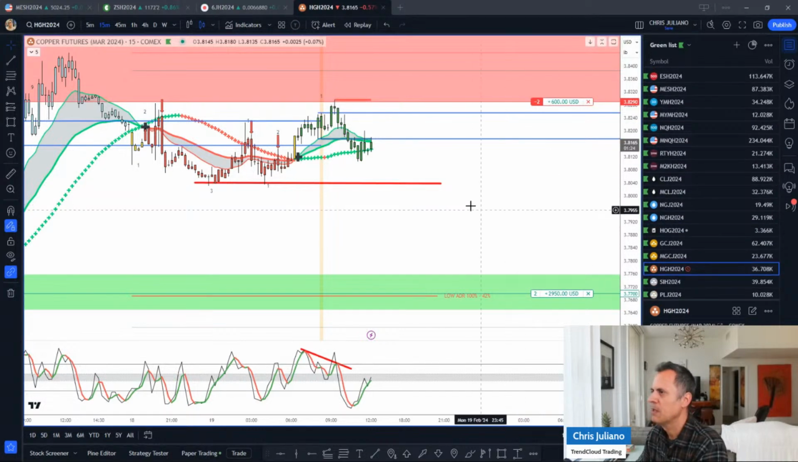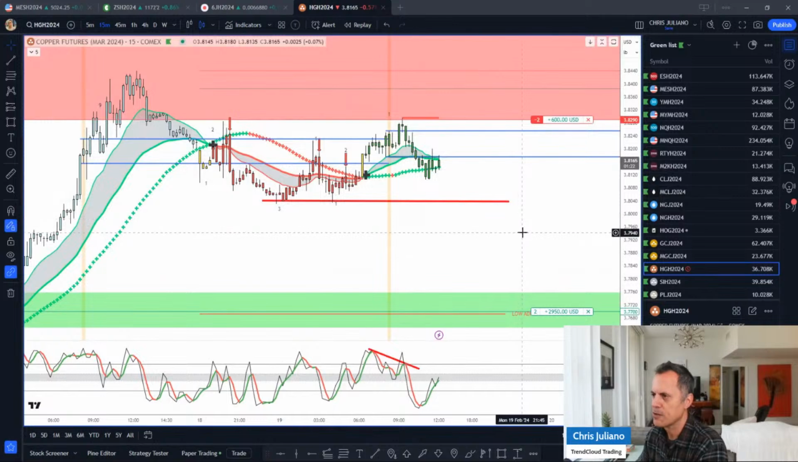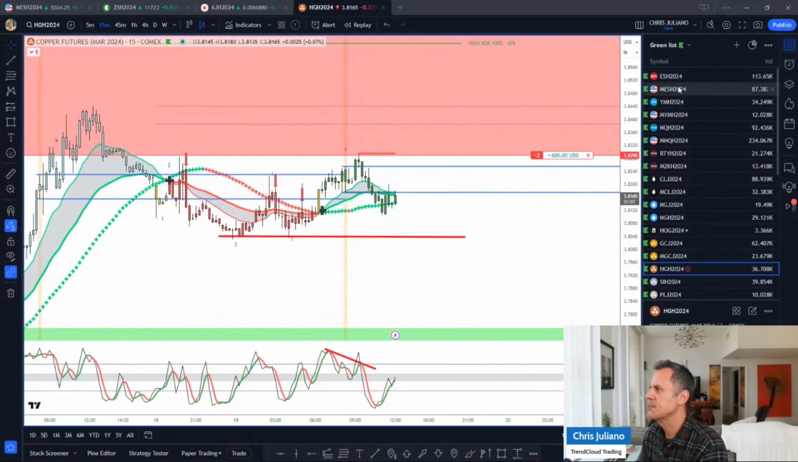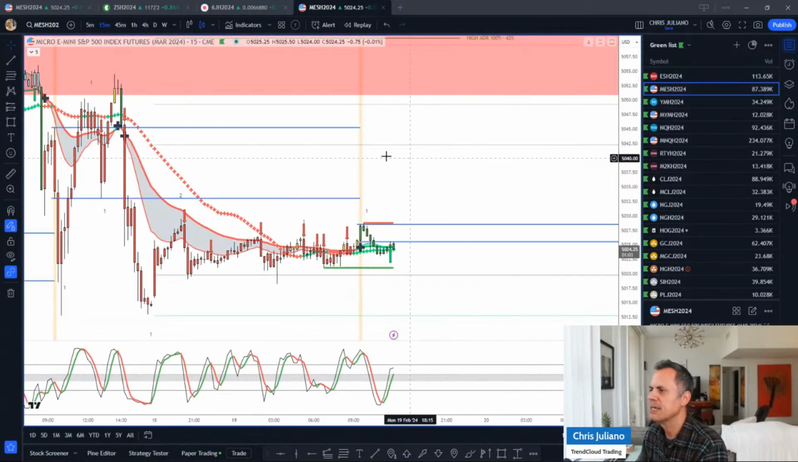All right, so let's let this trade run its course. You can see the ADR checkpoint right down here. So this has the potential to run today all the way down to that ADR checkpoint here. So let's go down the line. Let's see what's happening on the indexes.